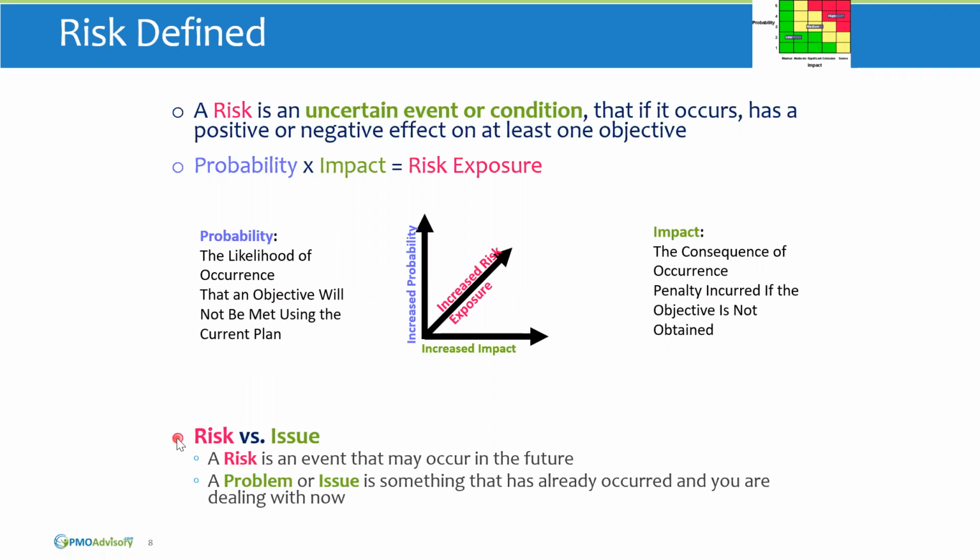So let's make sure we take a note to distinguish a risk versus an issue. A risk is an event that may occur in the future, so it has not yet occurred, whereas a problem or issue is something that has occurred and we're dealing with right now. This is a big pitfall that I find often. People call things that are issues risks. I've seen people put issues in risk logs. So we want to be very careful about that.